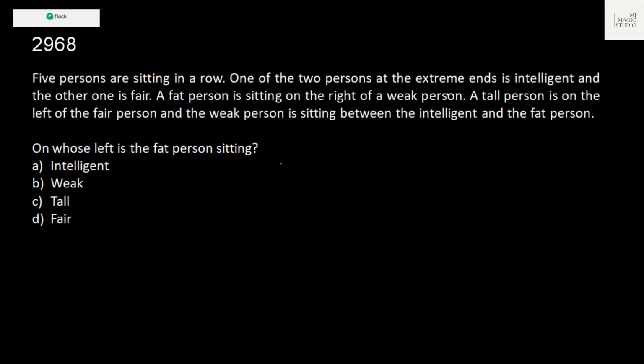5 persons are sitting in a row. One of the 2 persons at the extreme ends is intelligent and the other one is fair. 1, 2, 3, 4, 5. And as I can read, nothing is given like in which direction they are looking. So normally we take it like they are looking in the north direction. So one is fair and the other end person is intelligent. It can be the other way around also. It can be intelligent here and fair can be here.